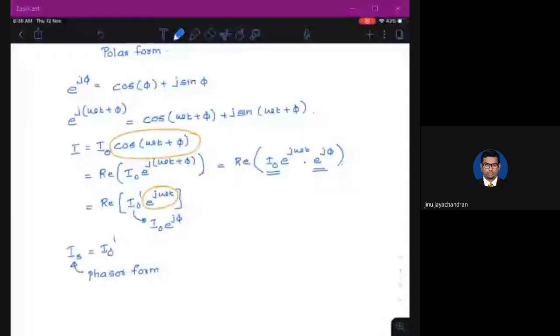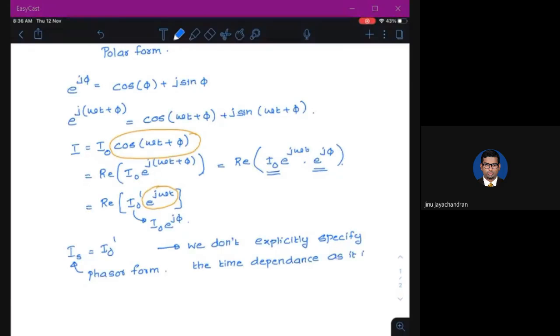That means we don't explicitly specify the time dependence, as it is always there.